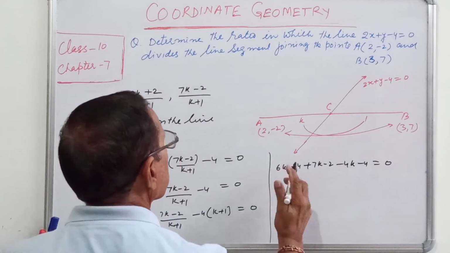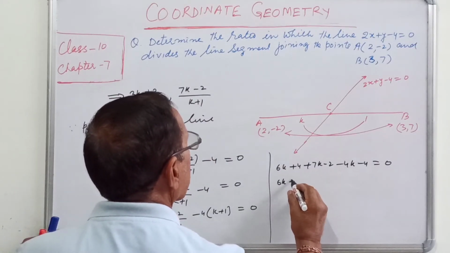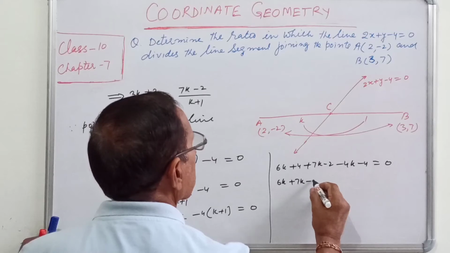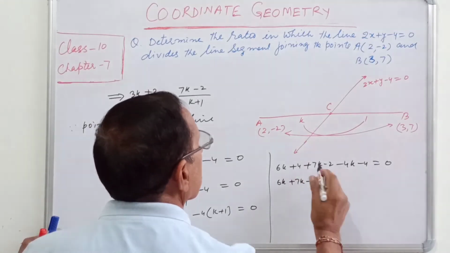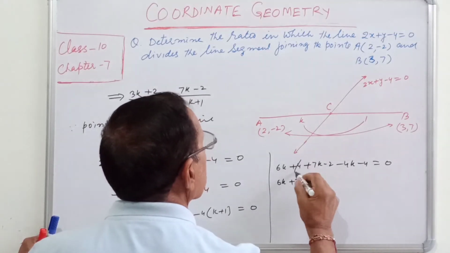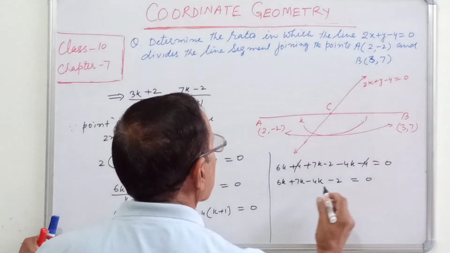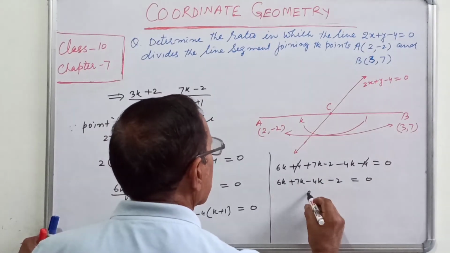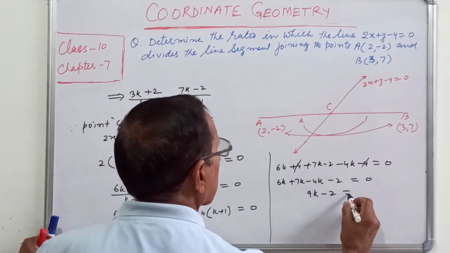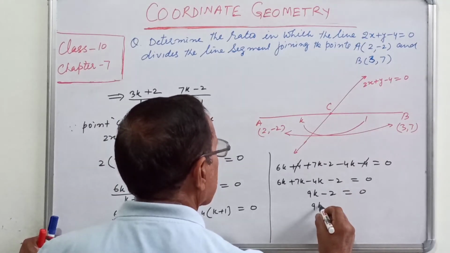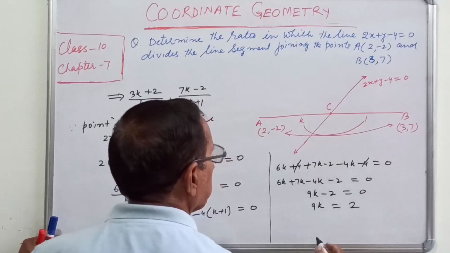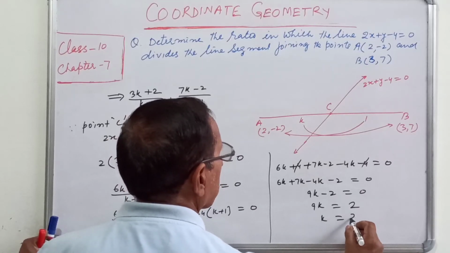So 6k plus 7k माइनस 4k, ये कैंसिल हुआ तो माइनस 2 इजकल टू 0. ये आगे 9k माइनस 2 इजकल टू 0. सो 9k इजकल टू 2. k की वैल्यू हुई 2 अपॉन 9.